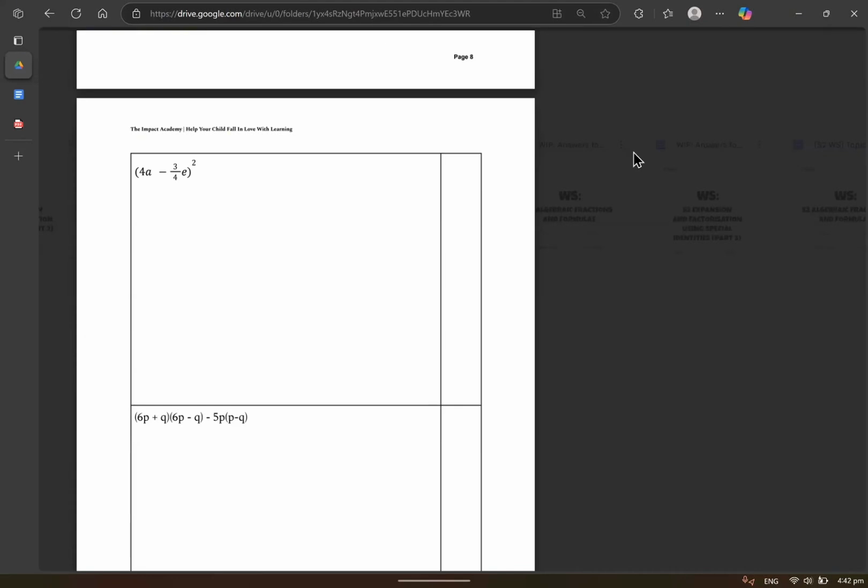Now, in this question, you can see very obviously that this is a special identity. Over here, you can see this is basically a minus b squared. So let's ask ourselves, if I have a minus b squared, I want to achieve something like this. So once again, what's my a? My a is 4a. What's my a squared? My a squared is 4a to the power of 2. So that's the reason why it's 16a squared.